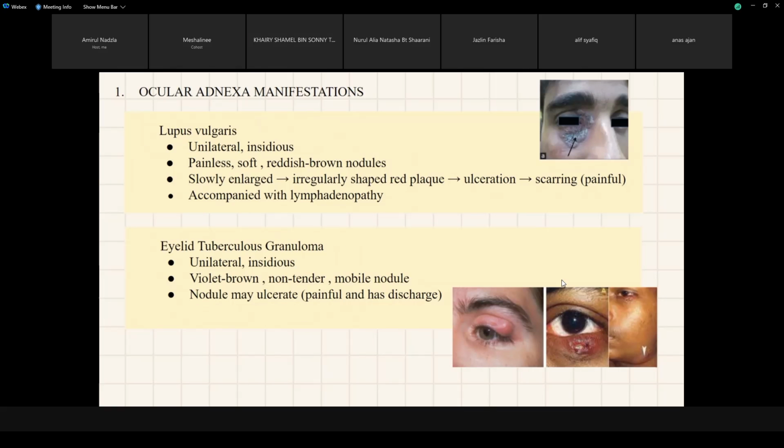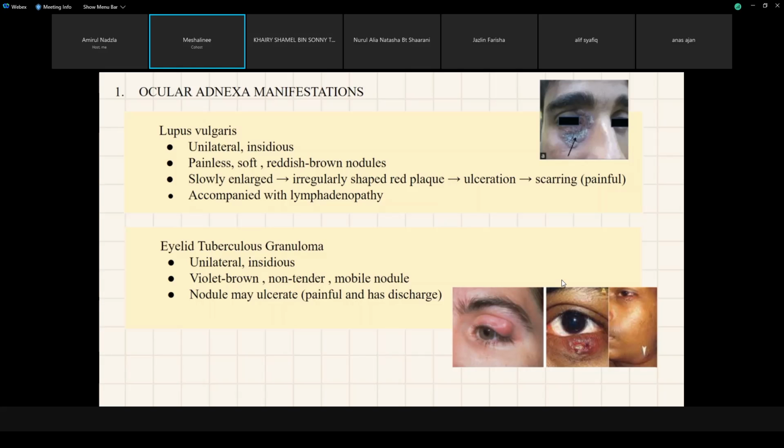So for ocular adnexa manifestation, the first one is lupus vulgaris, which is usually unilateral and insidious in onset. It at first appears painless, soft with reddish brown nodules, and as it progresses, it becomes slowly enlarged, irregularly shaped red plaque, which can ulcerate and cause scarring, which can be painful. It is usually accompanied with lymphadenopathy, as you can refer to the picture.